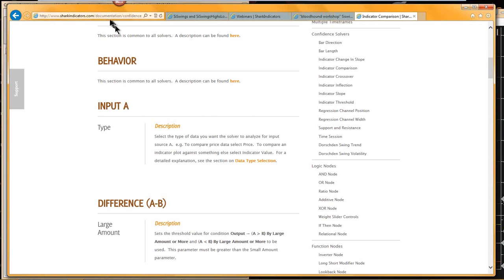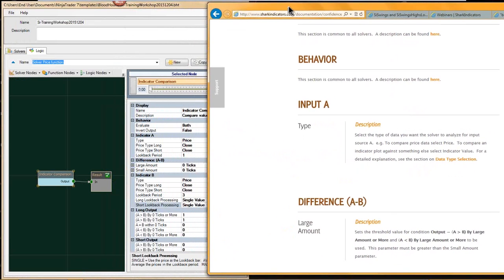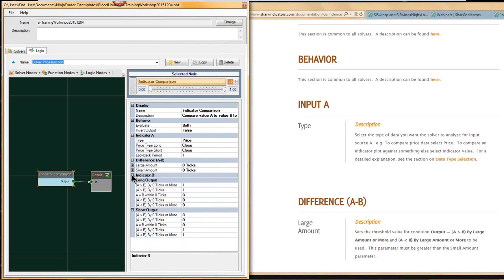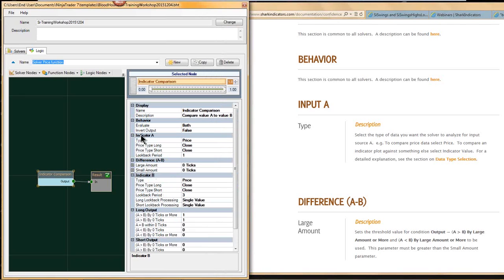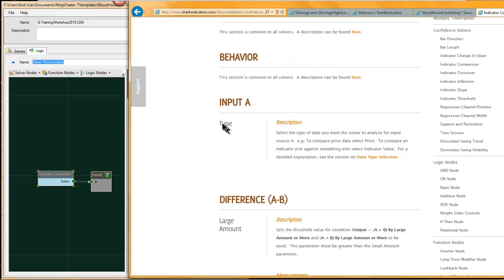By the way, I updated the website ahead of time, but in the next update, instead of calling this section indicator A and this section indicator B, we're going to rename it to input A and input B. So that's why this says input. I already got a head start on the documentation here. This used to say indicator A, but we're going to rename it to input A.